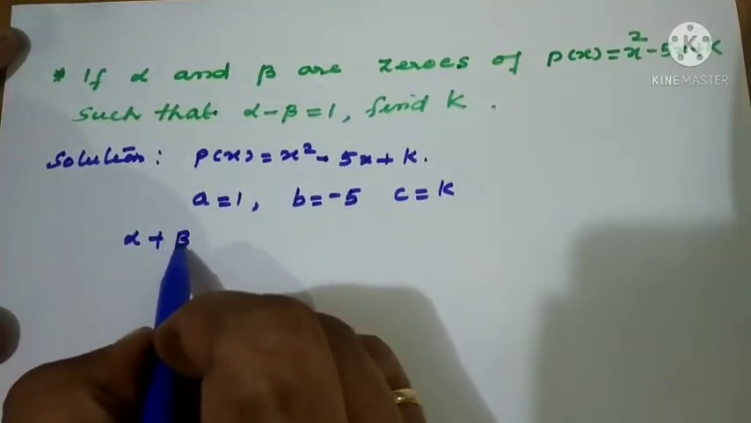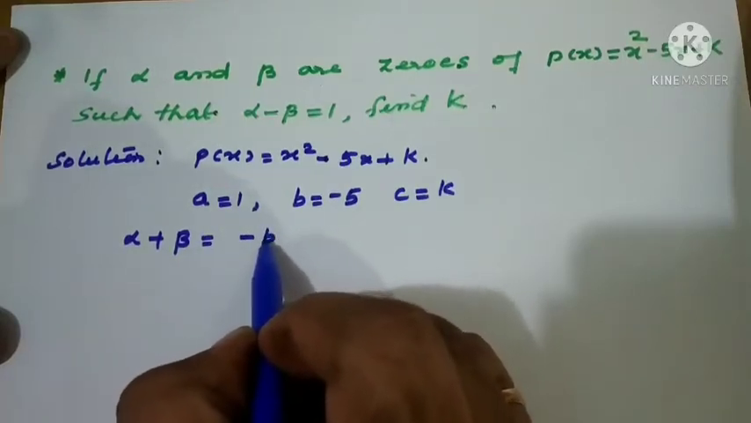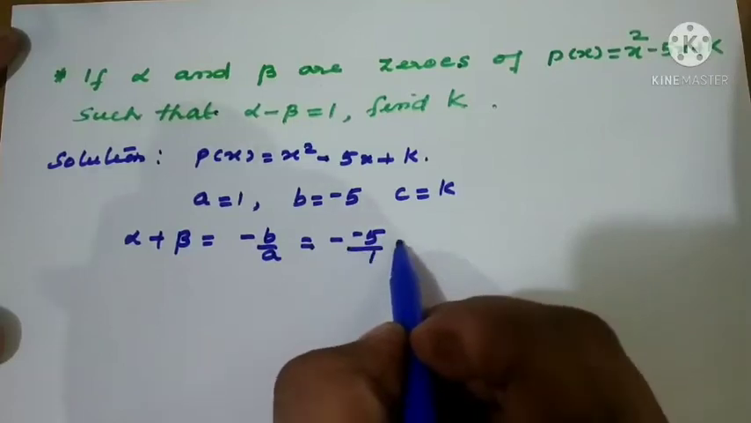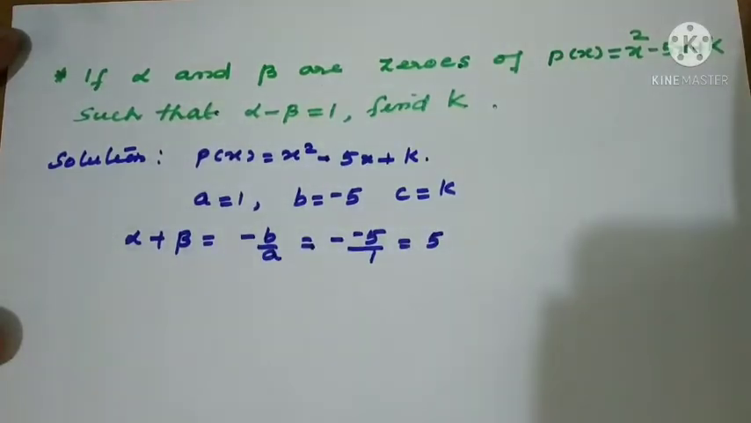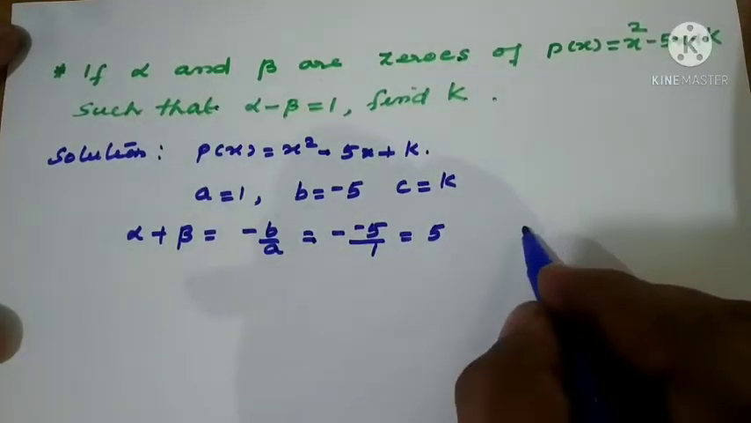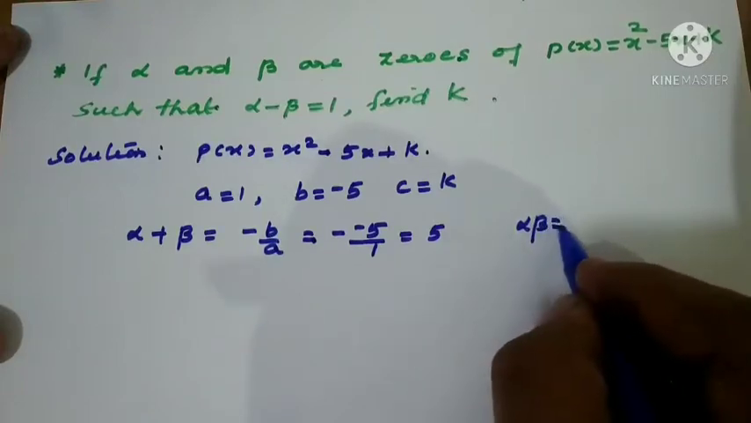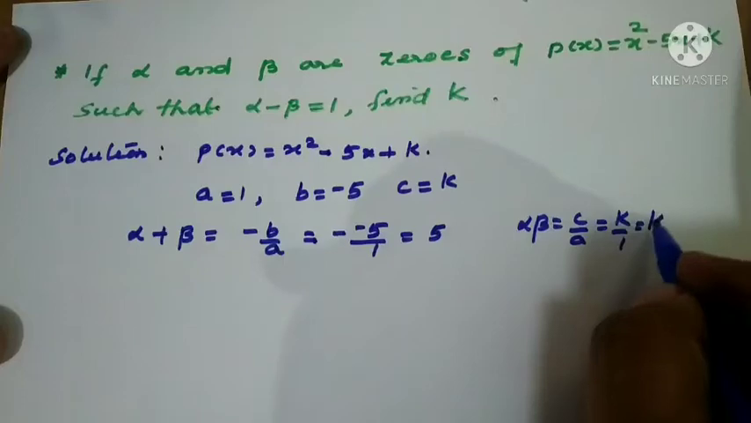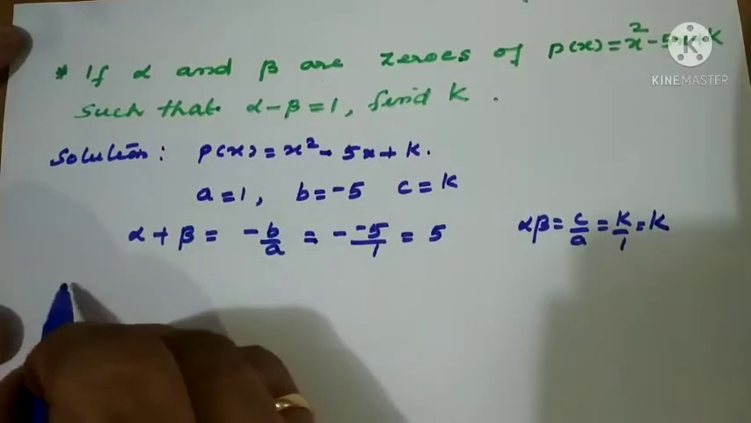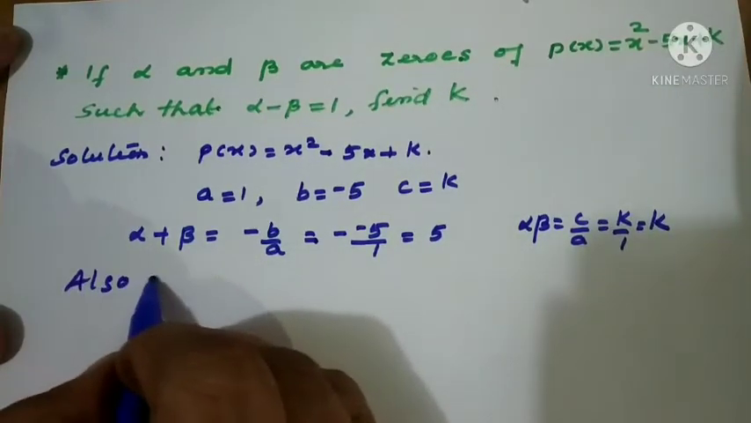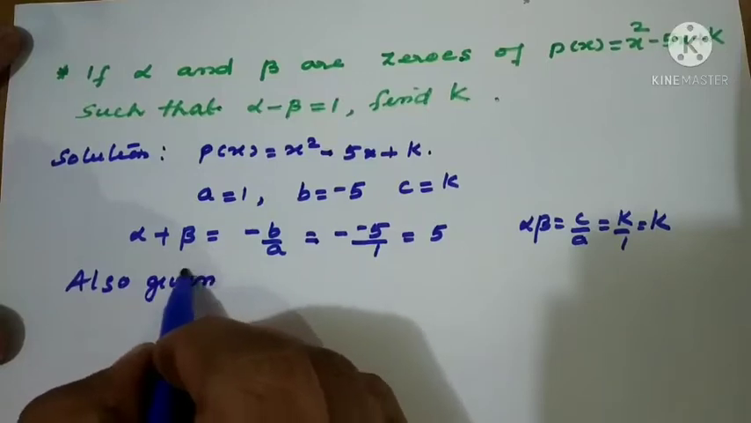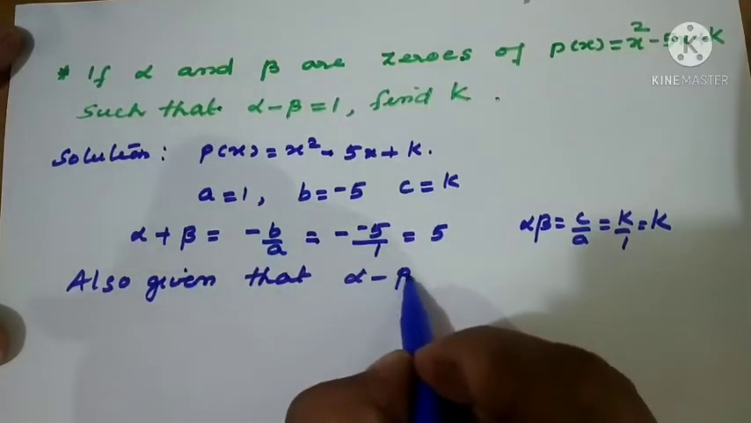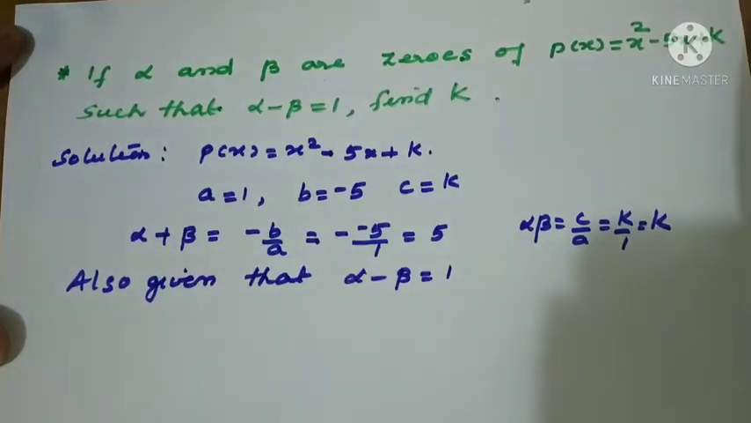Alpha plus beta equal to minus b by a equal to minus 5 by 1 equal to 5. And what is alpha beta? C by a equal to k by 1, which is equal to k. Also given that alpha minus beta equal to 1.